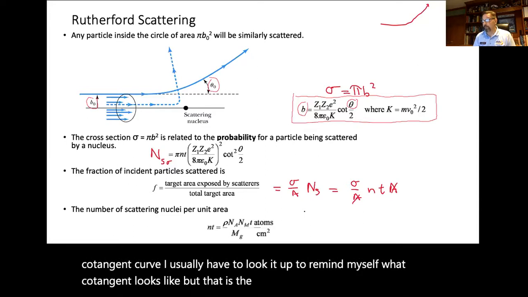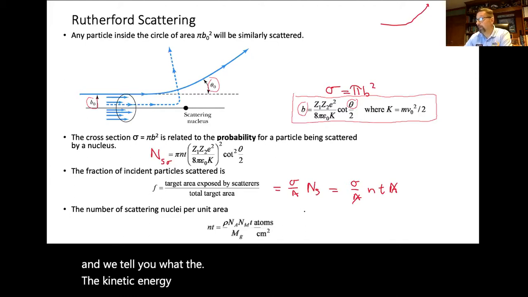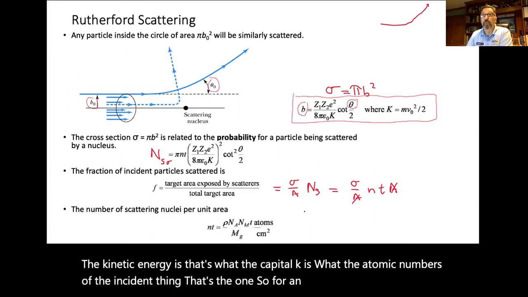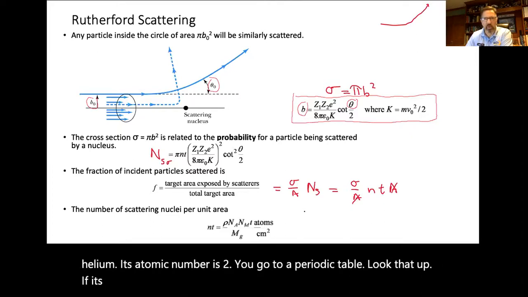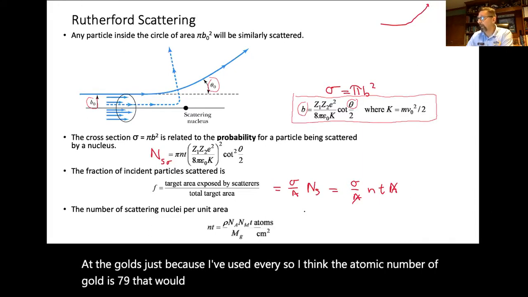And so if we tell you b and we tell you what the kinetic energy is, that's what the capital K is, and the atomic number of the incident particle, that's Z1. So for an alpha particle, it's helium. Its atomic number is 2. You go to a periodic table, look that up. If it's gold, I think the atomic number of gold is 79. That would be Z2.